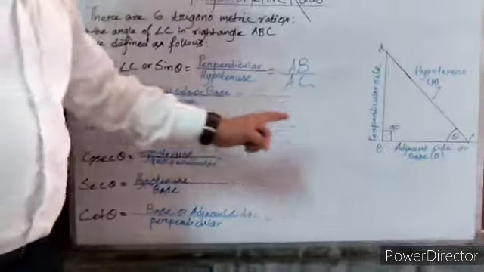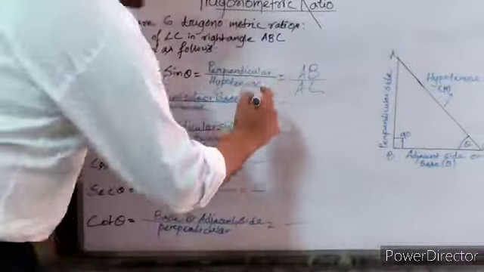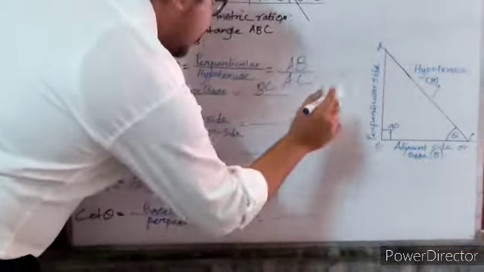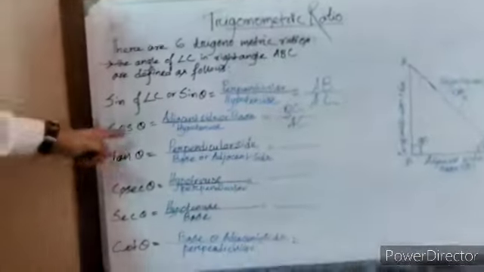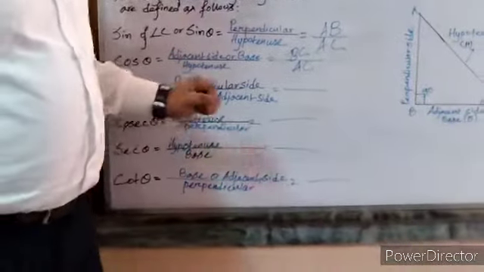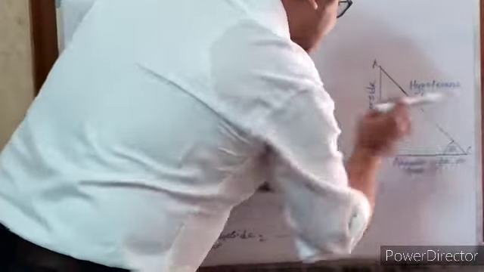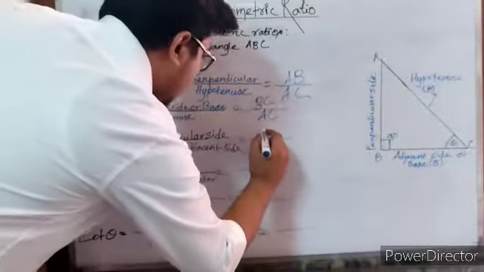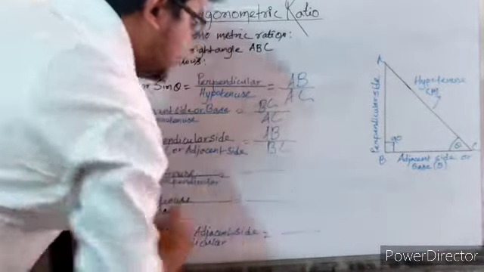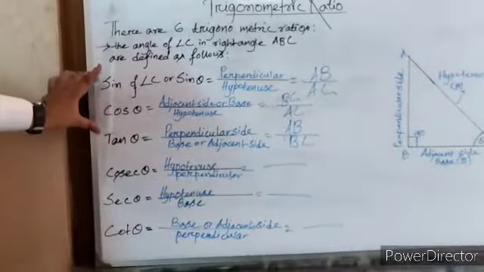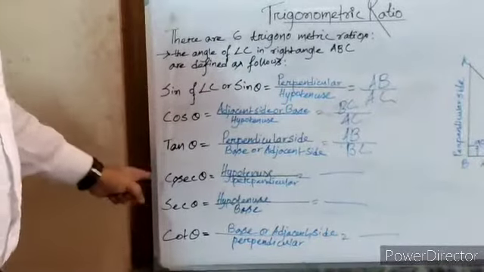And the second one is cos theta. What is cos theta equal to? The adjacent side or base by hypotenuse. This is the hypotenuse. So this is BC by AC. And the third one is tan theta. What is this equal to? The perpendicular side by the base or adjacent side. This is the perpendicular side and this is the adjacent side or base side. So this is AB by BC. And actually these are the main 3 ratios, and besides there are also 3 ratios.